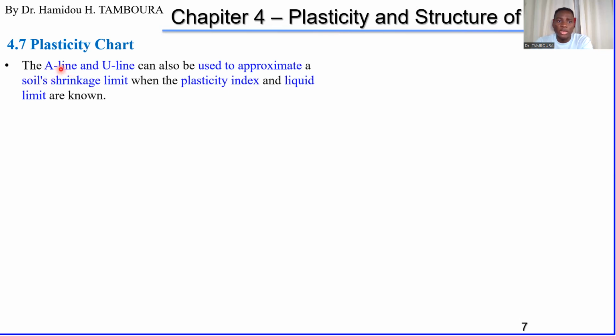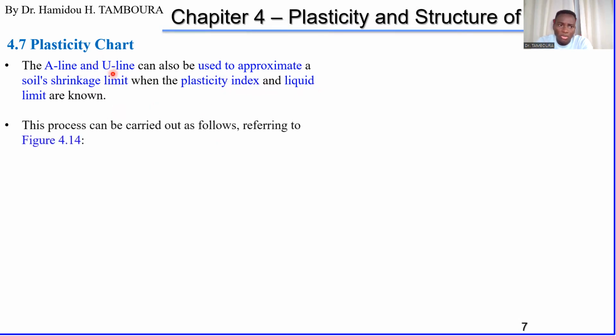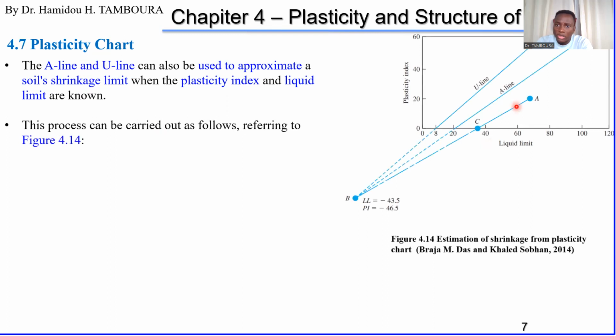These two lines, the A line and the U line, can also be used in another way to determine the shrinkage limit of soil, when you know the plasticity index and liquid limit, of course. So how does it work exactly? This figure explains how to obtain it. By using this figure, you can obtain the shrinkage limit.